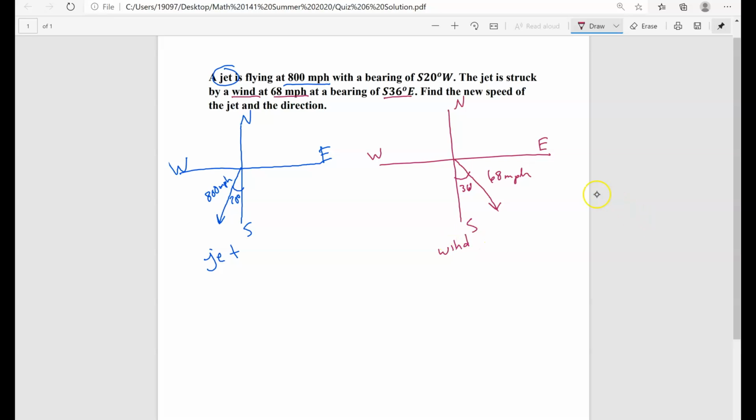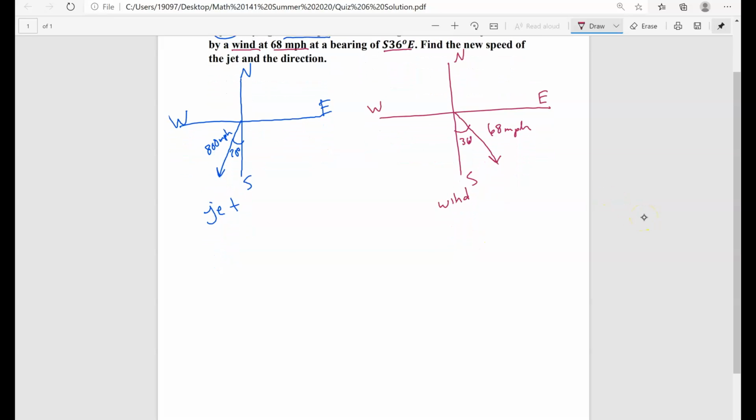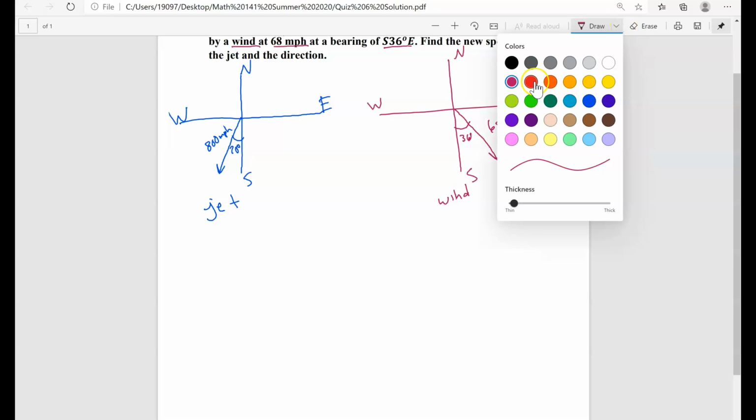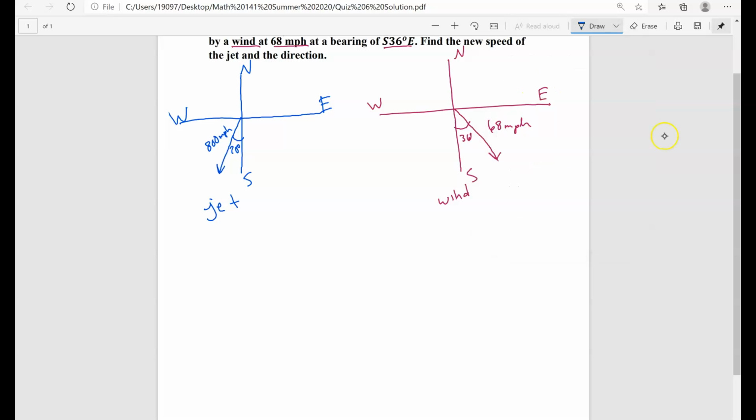What we have to do is find the vector form of both the jet and the wind vectors. I'm going to say J for jet, but not to be confused with the j component, so let me make A for airplane. What we have to do is find the magnitude.